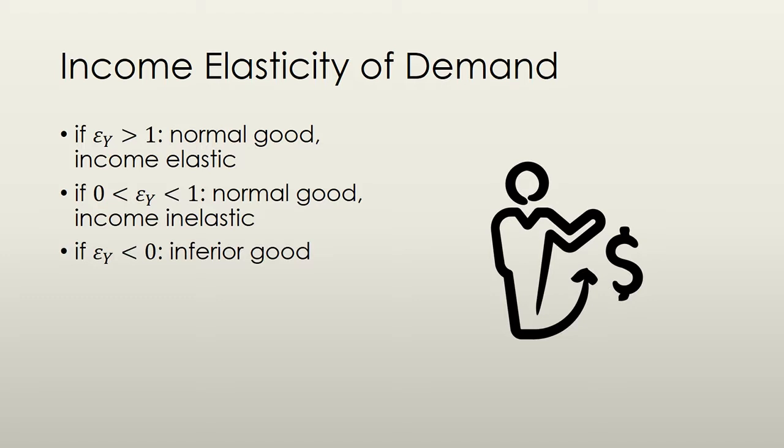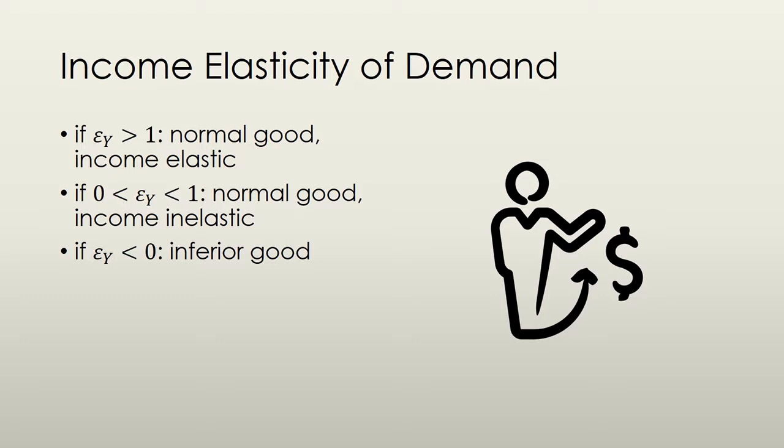Unlike with price elasticity of demand, income elasticity of demand can yield a positive or a negative answer, and the sign in front of the number holds significance. If our income elasticity of demand value is positive and is greater than 1, then we say that the good is a normal good and is income elastic.